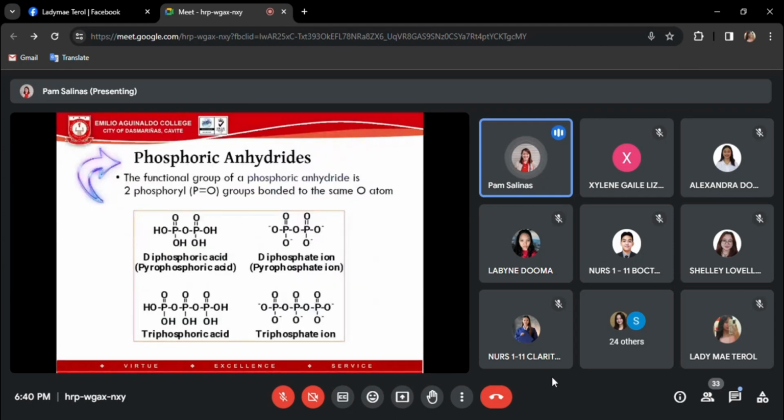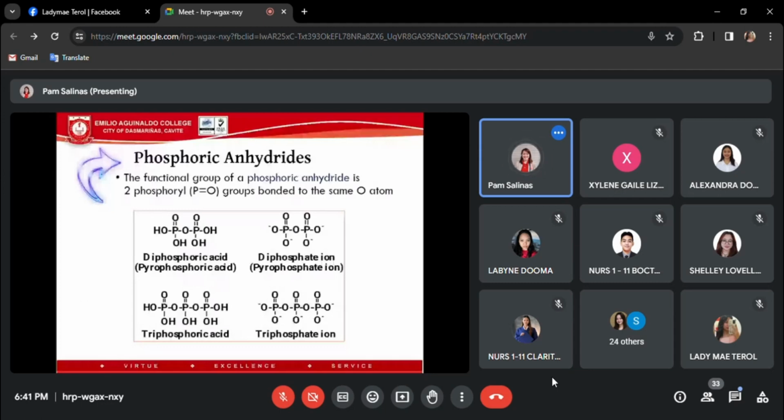Next, phosphoric anhydrides. The functional group of a phosphoric anhydride is two phosphoryl or P double bond O groups bonded to the same oxygen atom. What do we mean by phosphoric anhydrides? I would like you to listen carefully. Instead of having carbon, the double bond O is located on the phosphorus. Are we clear with that?